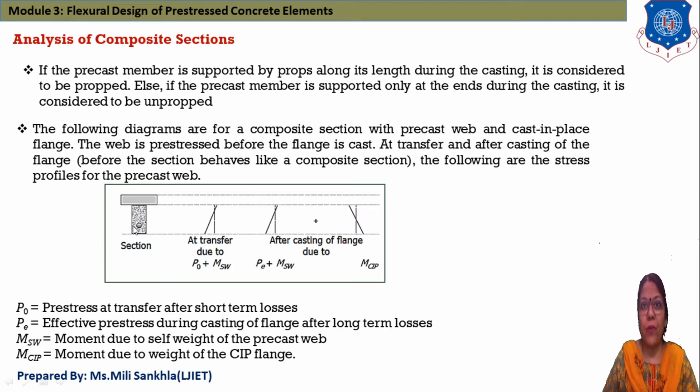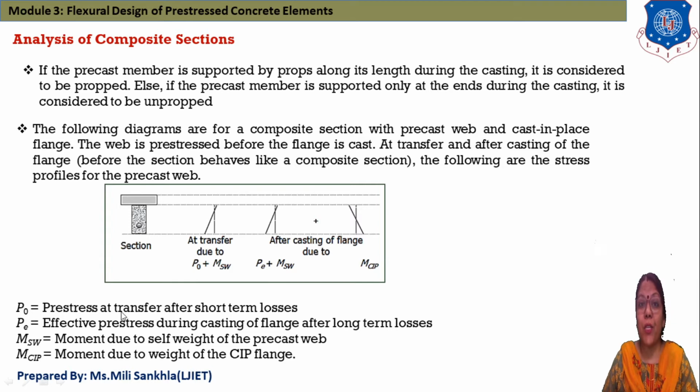Now one by one we discuss. Look at this. This one is at transfer due to PO and MSW. Let me explain the full form of these terms, but first only understand the diagram. And this one is after casting of the flange due to effective PE and MSW. And the last one is the stress diagram for MCIP, that means cast in place, cast in situ.